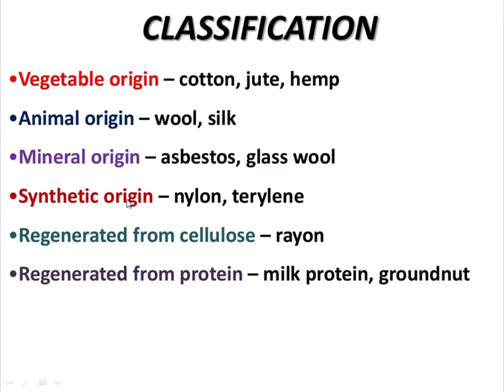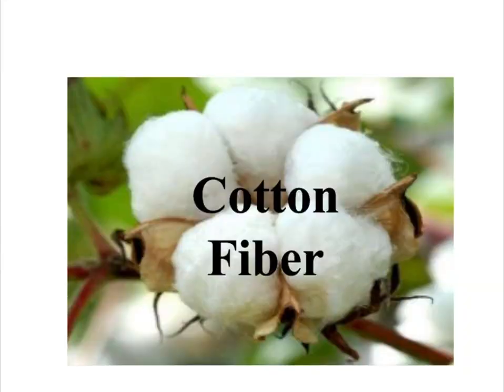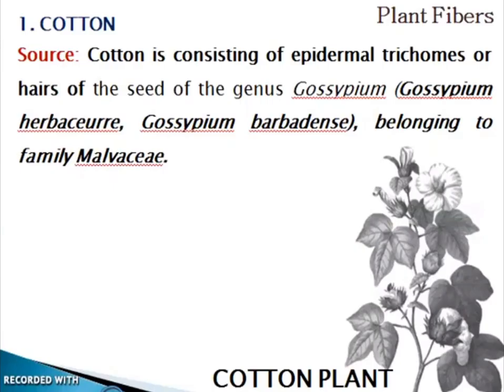Next is synthetic origin, which means artificially manufactured fibers. Examples are nylon, terylene and orlon. Then there are fibers regenerated from cellulose, that is rayon. Next classification is regenerated from protein. Some examples are milk protein and groundnut, from which ardil is obtained. This is the image of the cotton fiber.